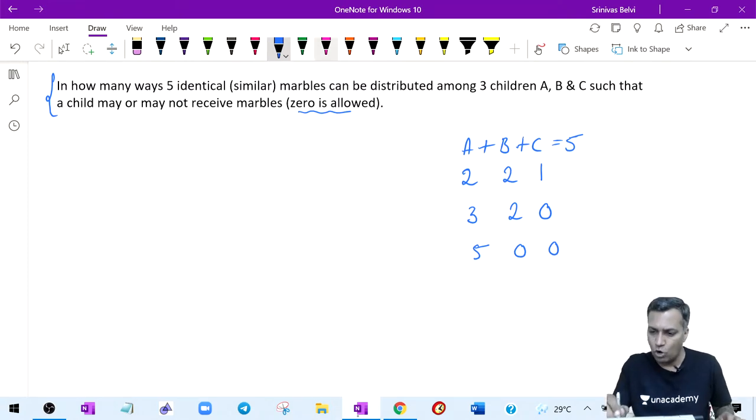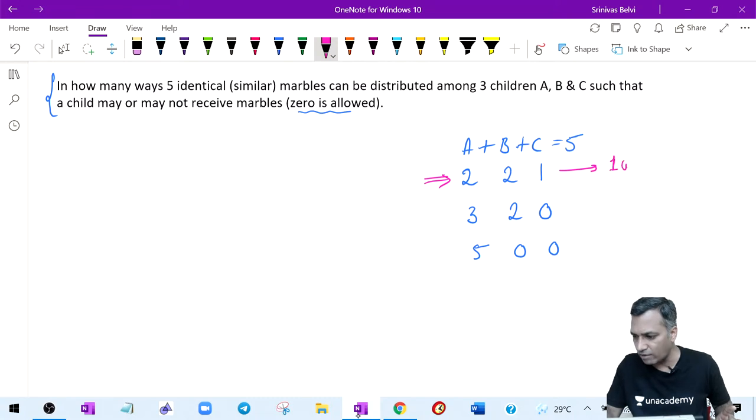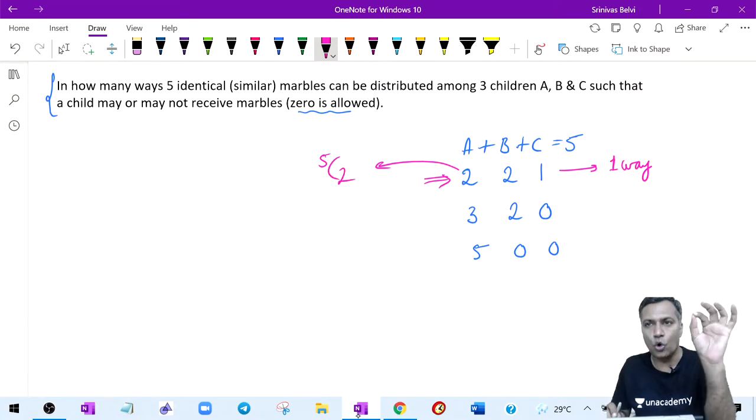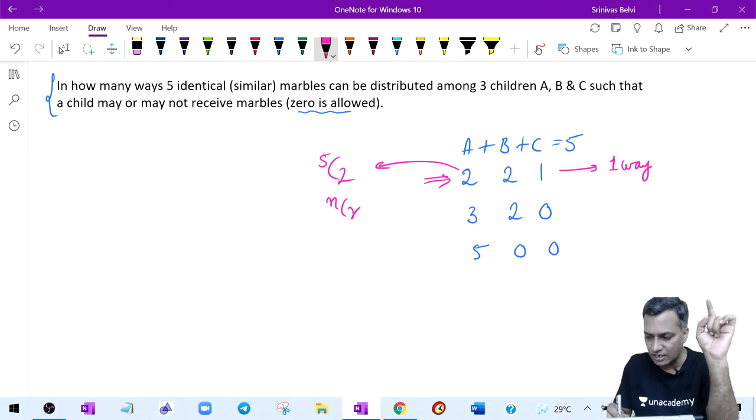Now, technically, hey, how many ways can you distribute 2 to 1? One way. This distribution happens in one way. Why does this distribution happen in one way? You may say, sir, there are 2 marbles here. Isn't it I should be writing 5C2? No, you will not write it as 5C2 because it is not NCR. When do I use NCR? Only when N things are different.